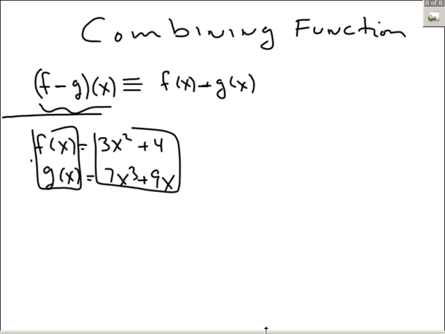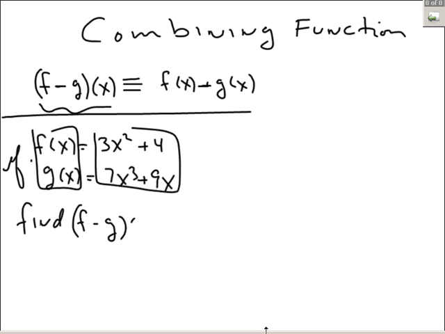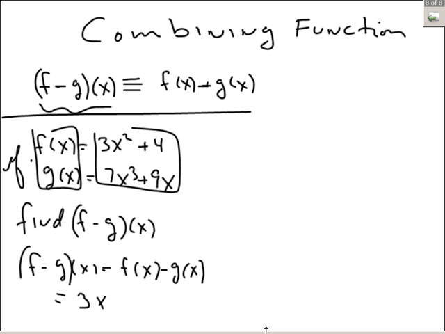So here's a question underneath. If f of x equals 3x squared plus 4 and g of x equals 7x cubed plus 9, find f minus g of x. Well, f minus g of x, by definition, is nothing more than f of x minus g of x.